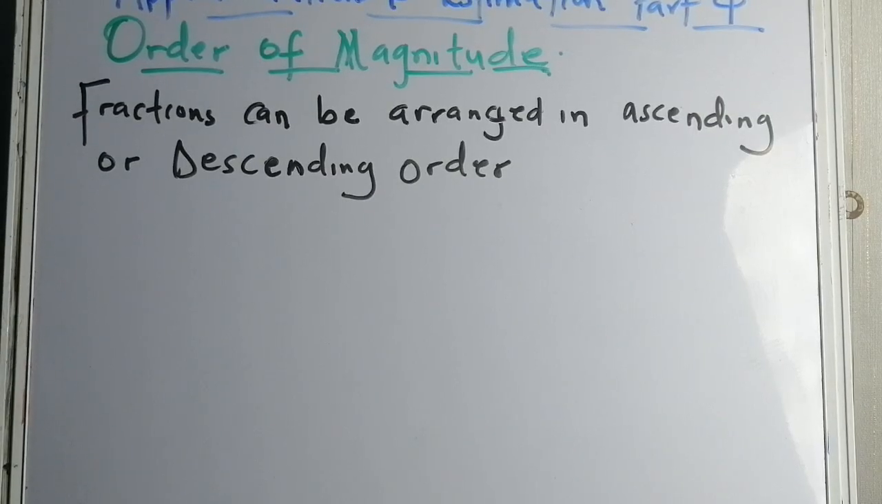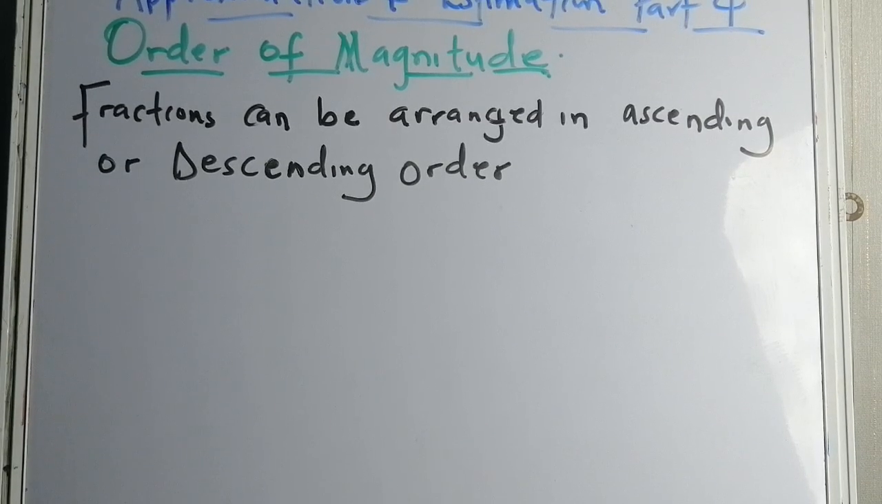Fractions can either be arranged in ascending or descending order. It's very simple. They can give you a couple of fractions in your objective question, and you will be asked to arrange the fractions according to their increase or according to their decrease in order. You understand? So what do we mean by ascending? Ascending means increase. How well are they increasing? When we say descending order, it means according to their decrease. So that is just English there.